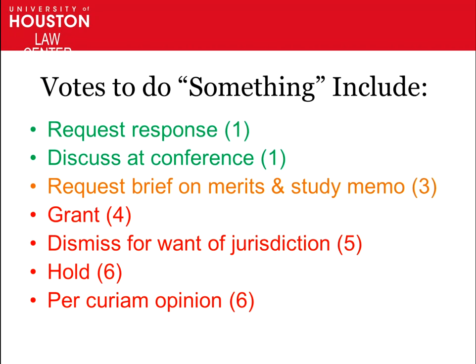It means like we think it's related to a pending case, and we're going to resolve the pending case before we deal with this one. That's a hold. It takes 6 because the court doesn't want to have a stack of cases that they're just holding just in case. A per curiam opinion, which I'll talk a little more detail here in a minute, is basically an unsigned opinion. So when it's issued, it won't have a specific justice listed as the author. It's an opinion of the court, and it takes a minimum of 6 votes to do that.